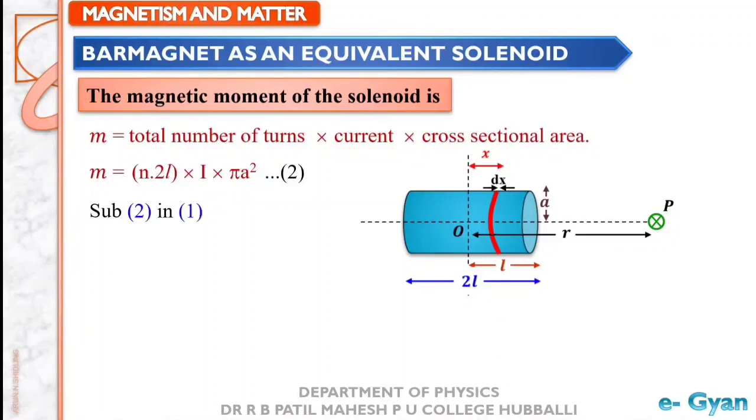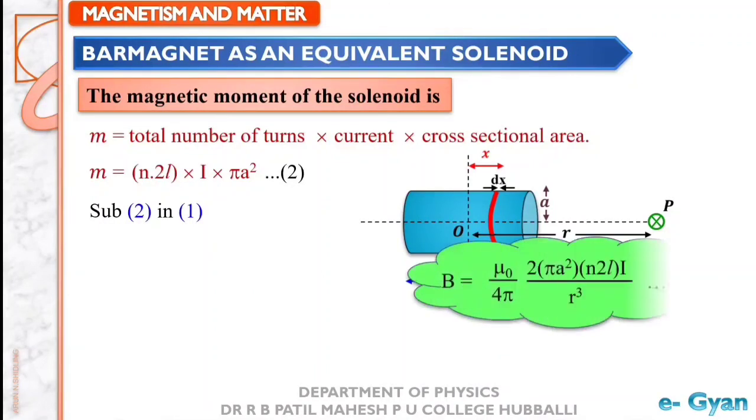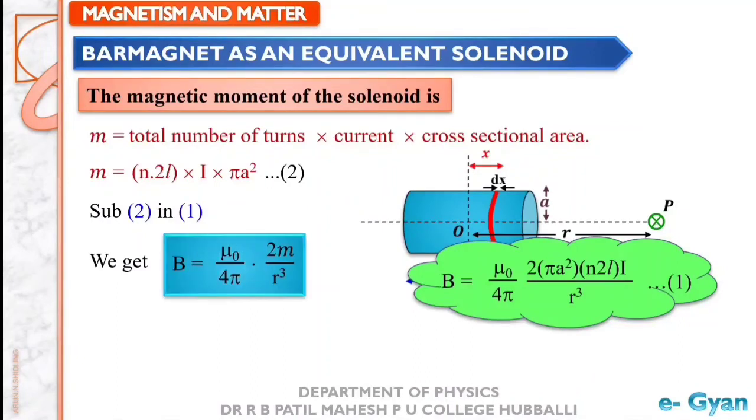Further substituting 2 in 1, here you can see this equation 1. If I substitute 2 in 1, then pi a square into n into 2L into I will directly get replaced with a small m. That small m is the magnetic moment of the solenoid. So if we write it, we get B is equal to mu naught divided by 4 pi into 2m divided by r cube.